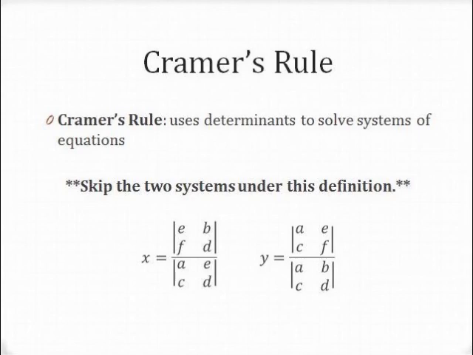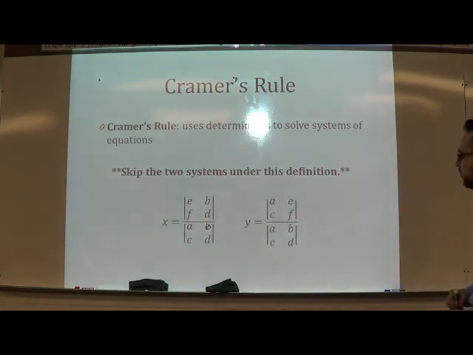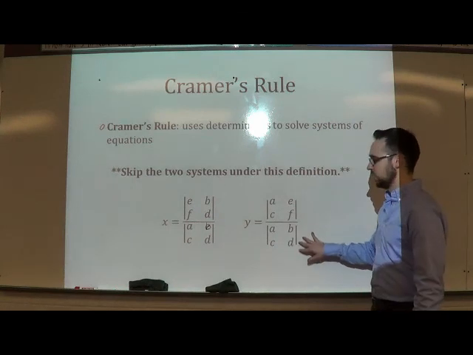I do want to make one quick correction here. I do believe that should be a B here. I must have mistyped that when I did that. As I'm looking at this, that should be a B. So both the denominators should be the same with A, B, C, and D.